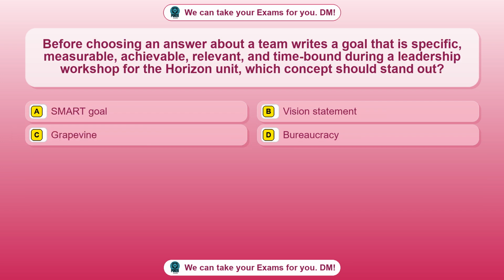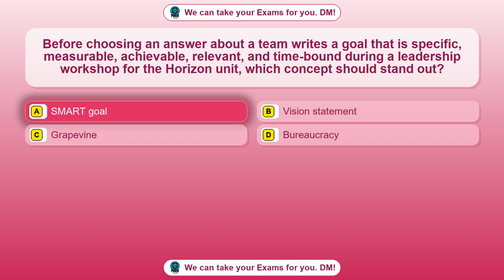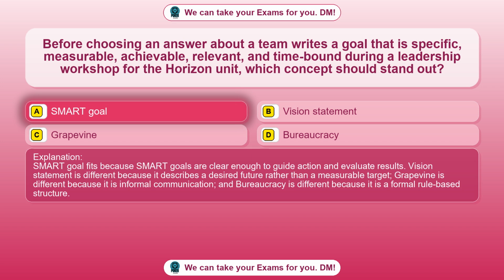Question 82. Before choosing an answer about a team that writes a goal that is specific, measurable, achievable, relevant, and time-bound during a leadership workshop for the Horizon unit, which concept should stand out? Option A, SMART goal. Option B, vision statement. Option C, grapevine. Option D, bureaucracy. The correct answer is option A, SMART goal. SMART goal fits because SMART goals are clear enough to guide action and evaluate results. Vision statement is different because it describes a desired future rather than a measurable target. Grapevine is different because it is informal communication, and bureaucracy is different because it is a formal rule-based structure.